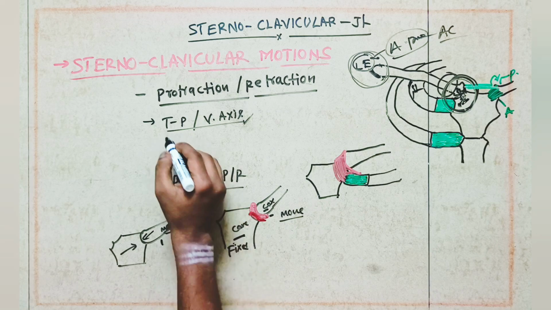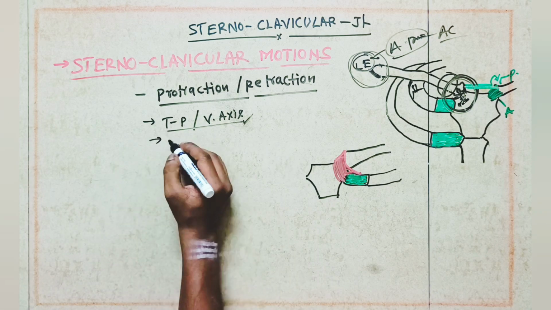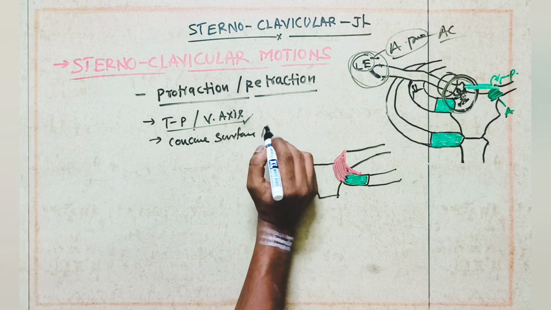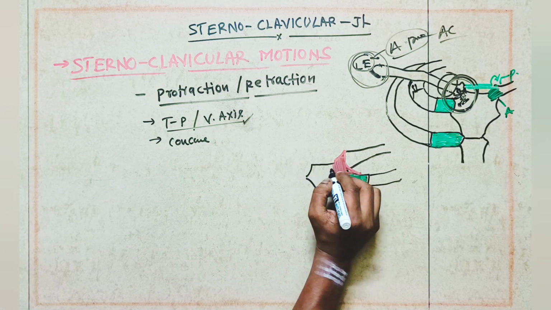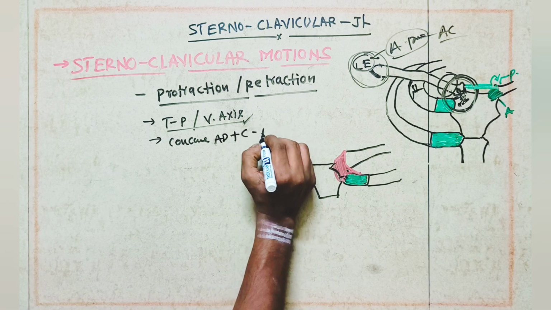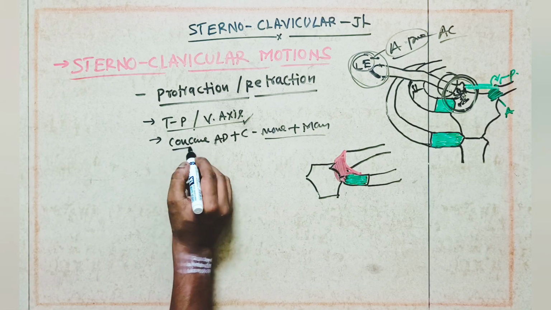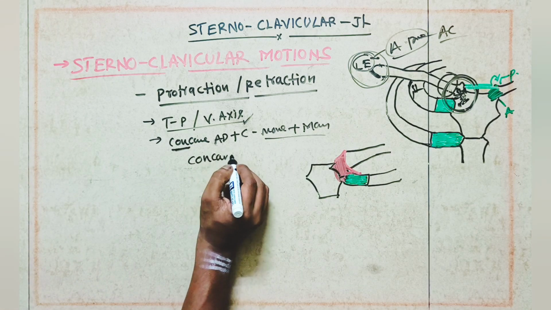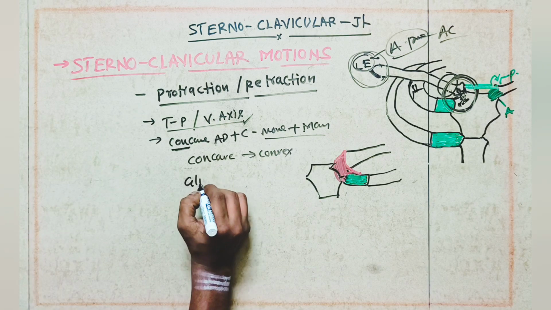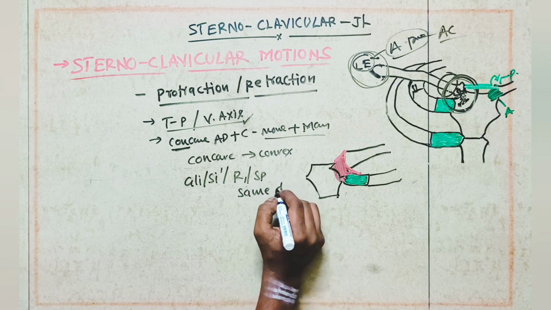So here the point we can understand when the movements are happening like protraction and retraction, the articular disc will be concave. The concave articular disc plus clavicle will move on the manubrium. So here we know the point. When the concave is moving on the convex articular surface, all the arthrokinematics like gliding, sliding, rolling, spinning will happen in the same direction.